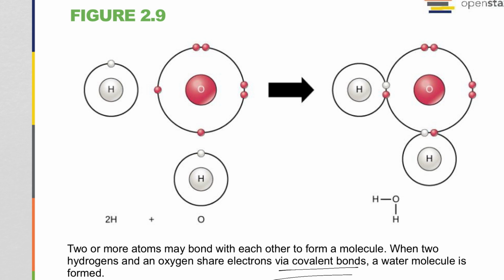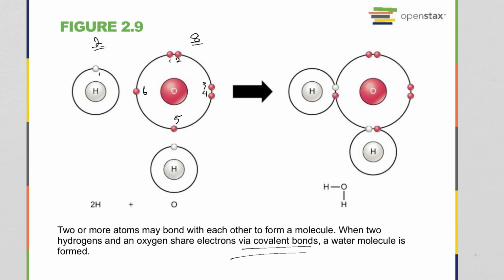This oxygen, its outer shell can hold a maximum of 8 electrons, and hydrogens can hold a maximum of 2. Now you notice the oxygen only has 1, 2, 3, 4, 5, 6, and the hydrogen only has 1. Okay, so what we can do is we can have them share. If oxygen and hydrogen share 1 electron each, right, and we form 2 of those bonds, everyone's satisfied. Each hydrogen gets 2, that's what it wanted. The oxygen gets 8, 1, 2, 3, 4, 5, 6, 7, 8, that's what it wanted.